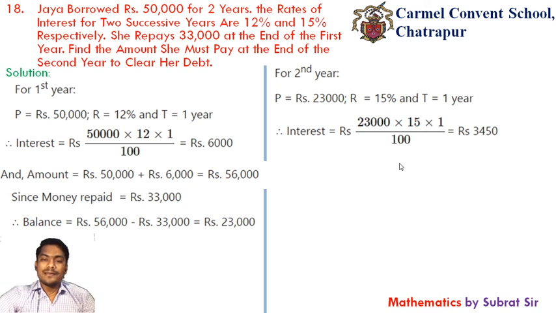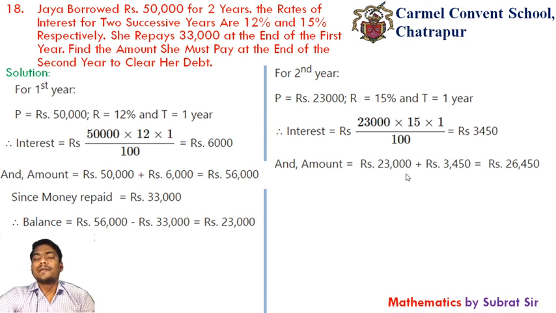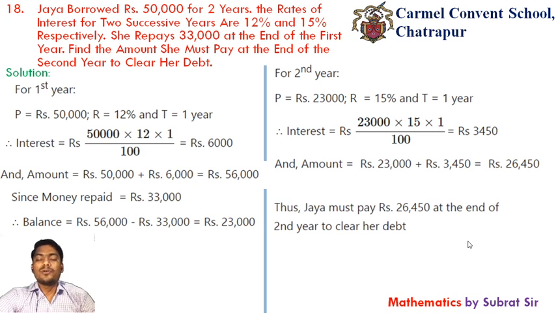So we will calculate the interest like this, PRT by 100. We will put the values of PRT, then it will give you 3,450 rupees. So the amount after the second year should be 23,000 plus 3,450 rupees, and it will give you 26,450 rupees. So this is the borrowed amount after the end of 2 years. So she has to repay the amount of 26,450 rupees to clear her debt after the second year. Okay, so this is our answer.